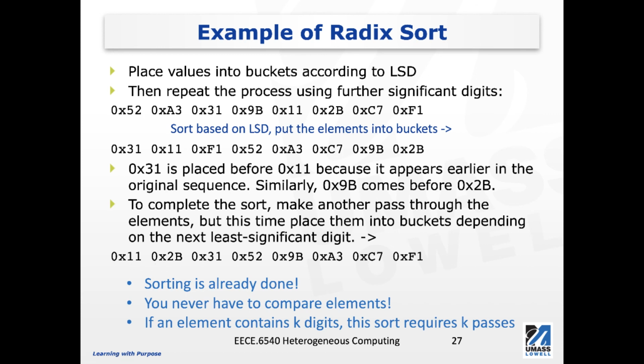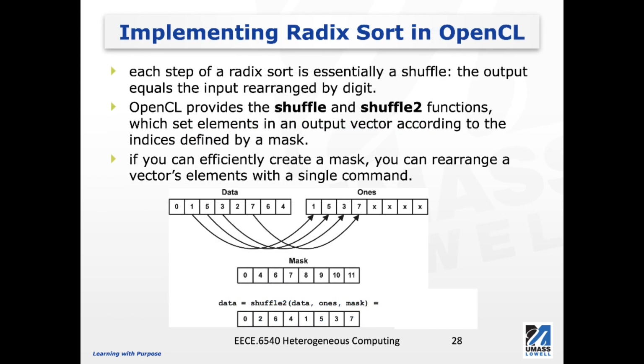We never have to compare the values of these elements. The general rule is that if an element contains k digits, then we're going to have to go through this for k passes. That was the general approach of doing radix sort.